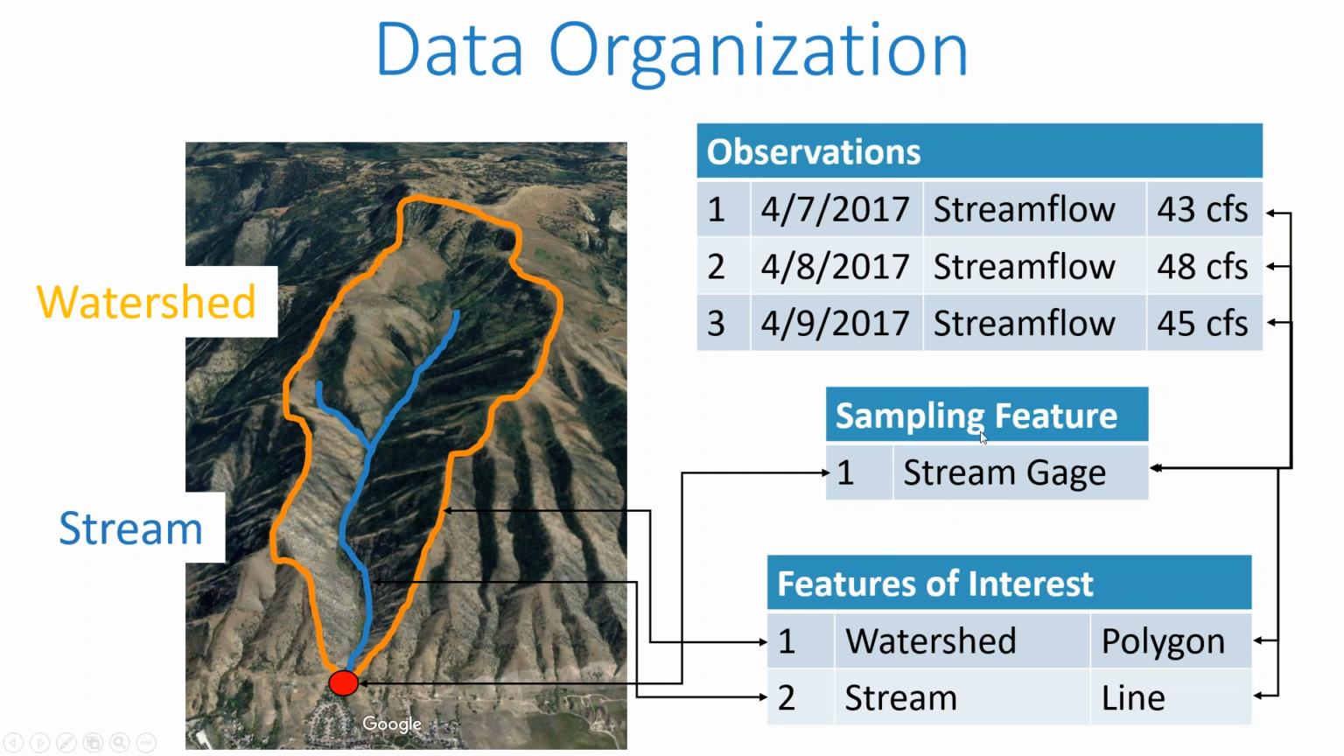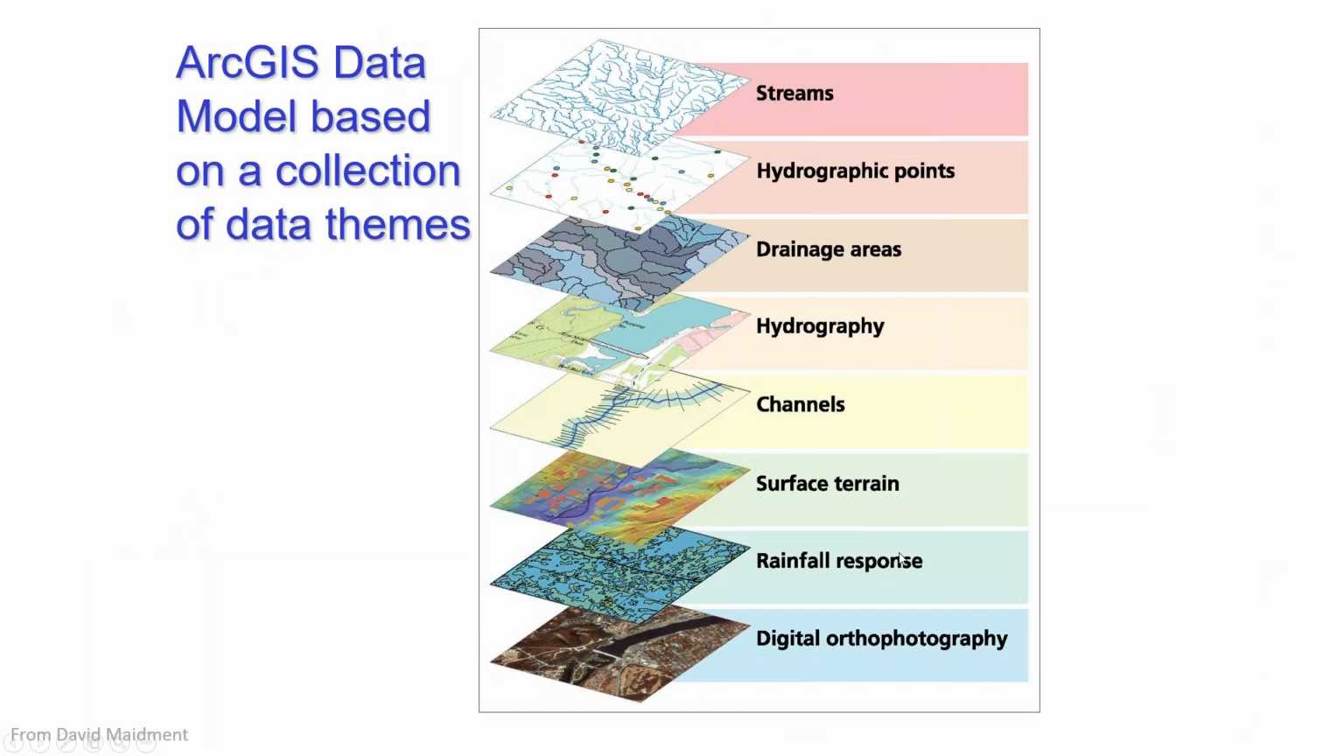and you start trying to construct relationships between the various objects. There's a stream gauge at which you measure the flow values. That stream gauge is a sampling feature, and that information tells you something about the flow in that stream, the feature of interest, which may be a line, or the flow originating from that watershed, which may be a polygon. So once you start constructing these relationships, you're building effectively a data model.